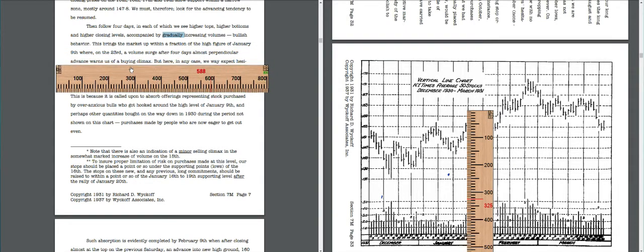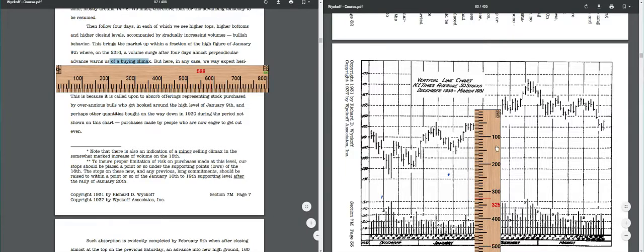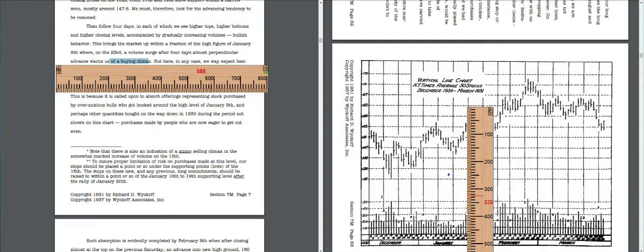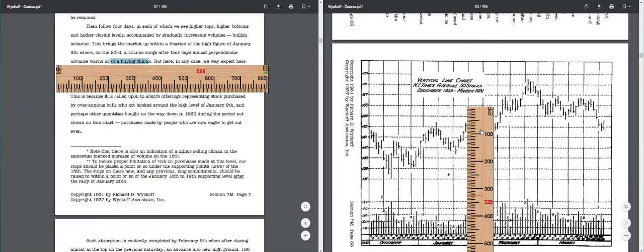Volume surge after 4 days, almost perpendicular advance, warns us of a buying climax. What is he talking about? I think he's talking about this bar right there. So he's saying that a volume surge after 4 days of almost a perpendicular advance, perpendicular meaning straight up, warns us of a buying climax. These are his words, buying climax on a swing.